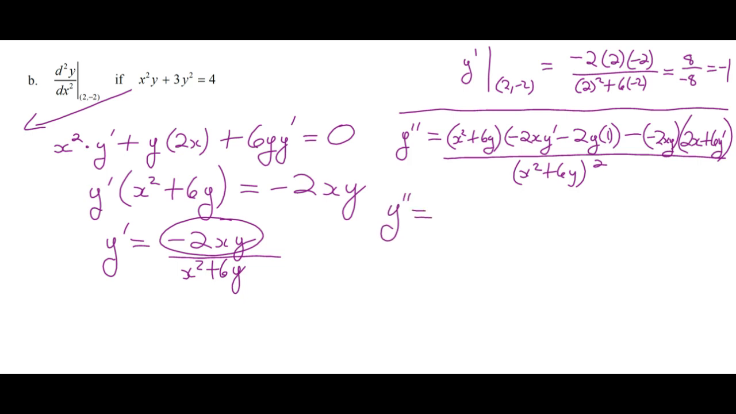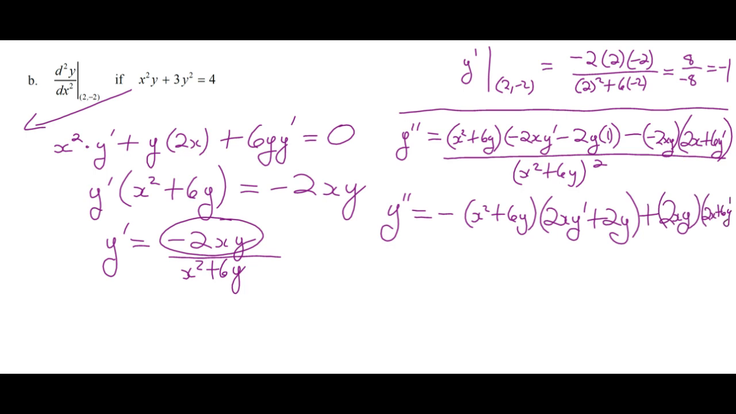So let's pull a negative out of here. And let's go x squared plus 6y and make this 2xy prime plus 2y. Okay? So these guys are both negative. That's kind of ugly, so we'll pull the negative out. Make these guys positive. We've got minus minus, so this is going to be plus 2xy times 2x plus 6y prime. Didn't do anything special there. Okay, I don't need to multiply this out, right? Because we're just going to substitute in numbers. You could multiply it out. And x squared plus 6y quantity squared.